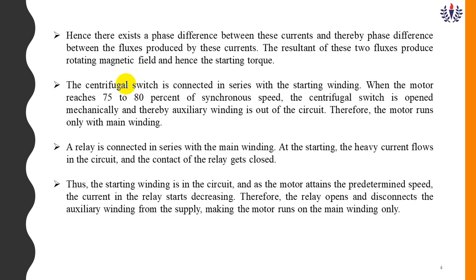The theory which I just now explained: once your starting winding is in the circuit, and the motor attains a predetermined speed, the current in the relay, because it is an automatic process, will automatically start decreasing. The relay is nothing but your centrifugal switch. Once the relay opens, it disconnects the auxiliary winding from the supply, and the motor runs on the main winding only.